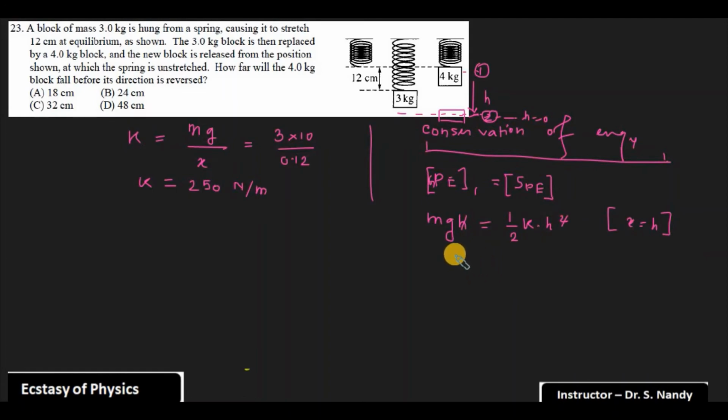We have to find the value of h, which is equal to 2 m g upon k, where 2 times the mass, given as 4 kg, times 10, upon k, which is 250. If we solve this, we get 32 centimeter, which means the answer is C.